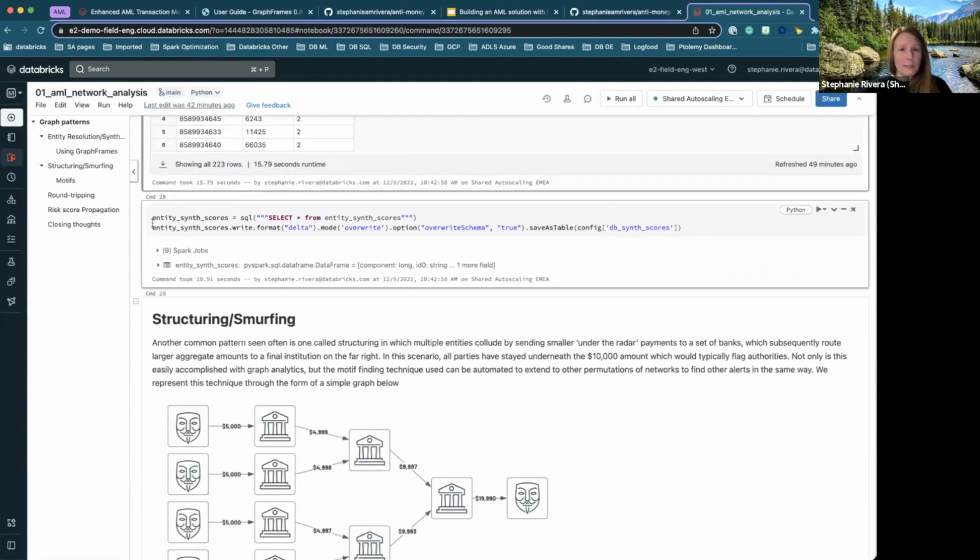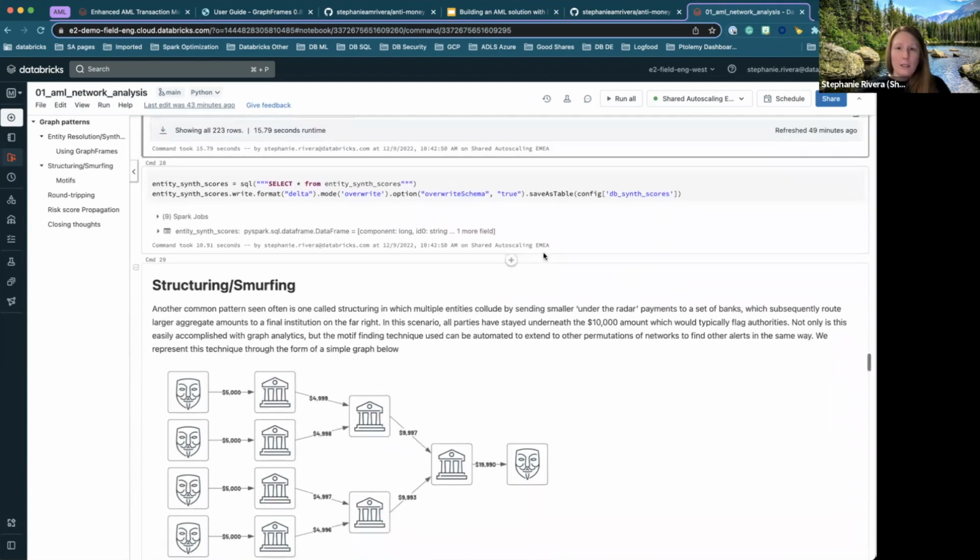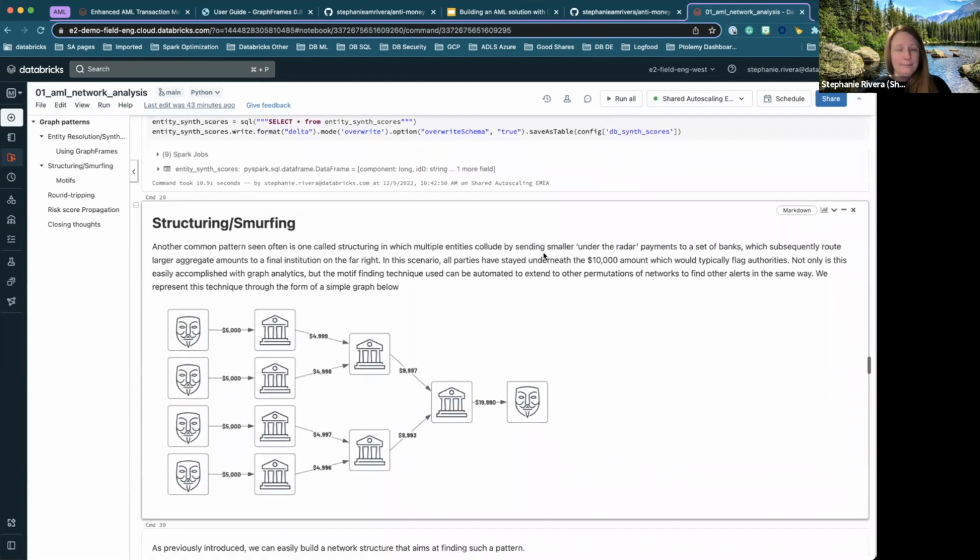Okay, next piece here. This is really just writing it out to Delta, saving it to our database.